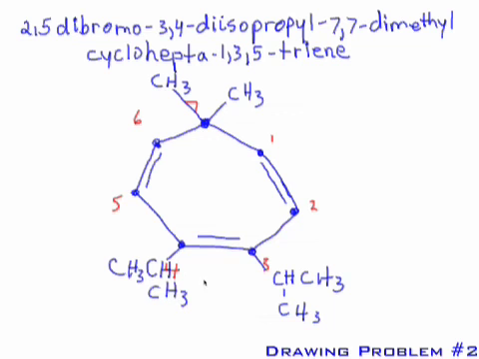And then lastly, I have a 2,5-dibromo. And so there you have it: 2,5-dibromo-3,4-diisopropyl-7,7-dimethyl-cyclohepta-1,3,5-triene.